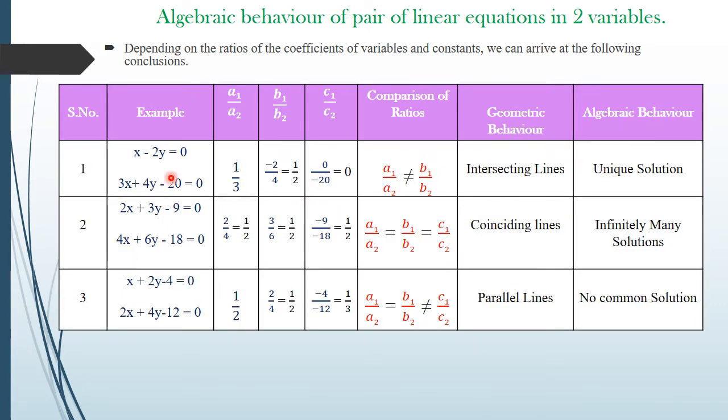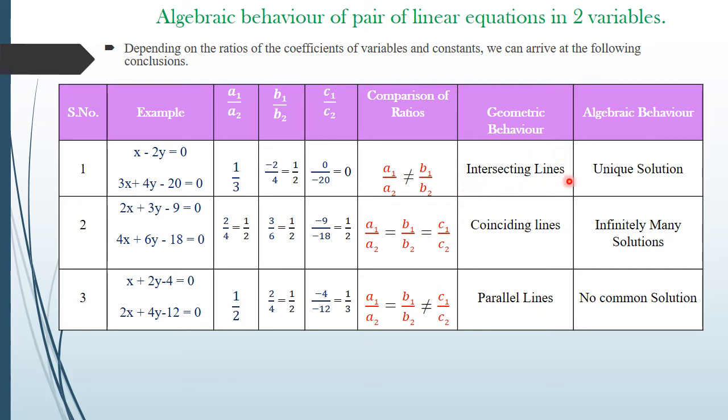Here in this table I have considered three pair of linear equations as an example. In the first example, we can consider the ratio of coefficient of x, that is a1 by a2. Here you can see coefficient of x is 1, coefficient of x is 3. a1 by a2 is 1 by 3 and b1 by b2 I have considered as 1 by 2 here. You can clearly see that a1 by a2 is not equal to b1 by b2. Whenever we have this condition where ratio of coefficient of x is not equal to ratio of coefficient of y, we will have intersecting lines.